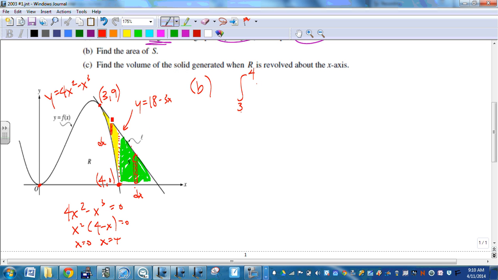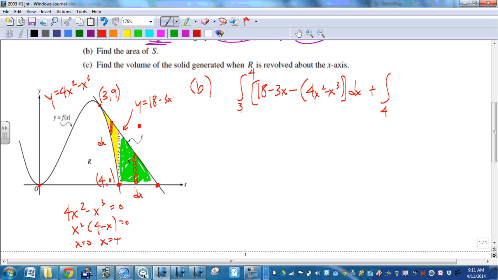So now we're finding the area of the yellow region from 3 to 4. We're going to take the top function minus the bottom function. So we've got the line, 18 minus 3x, minus the curve. We want to put that in parentheses, 4x squared minus x cubed. Plus the definite integral from 4 to this point, wherever this line crosses the x-axis.